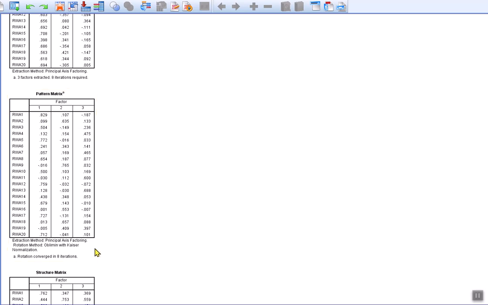And the factor loading that you want, this is after the factors have been rotated to fit better onto their factor. The data have been rotated to fit better onto the factors. What you want to see is that each item has a factor loading of 0.4 or higher, and it's only loading on one factor. RWA19 is a little bit problematic because it seems to be loading about equally well on both factor 2 and factor 3.